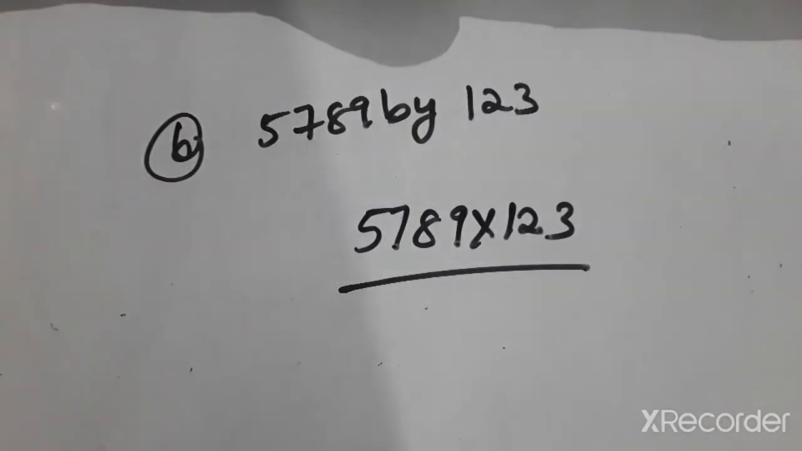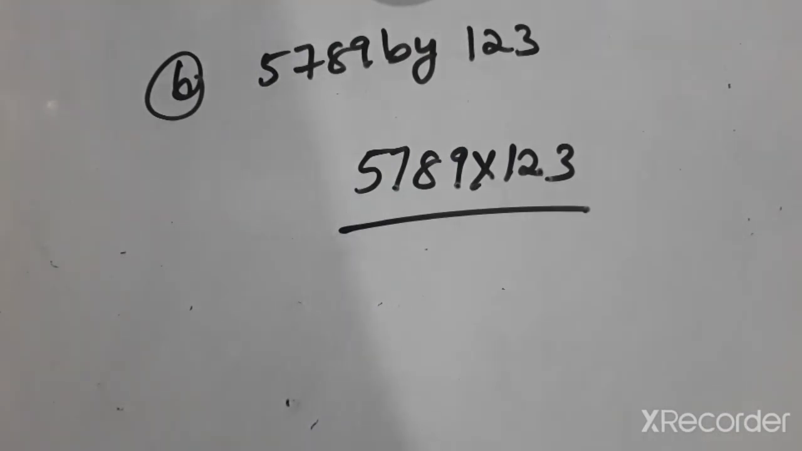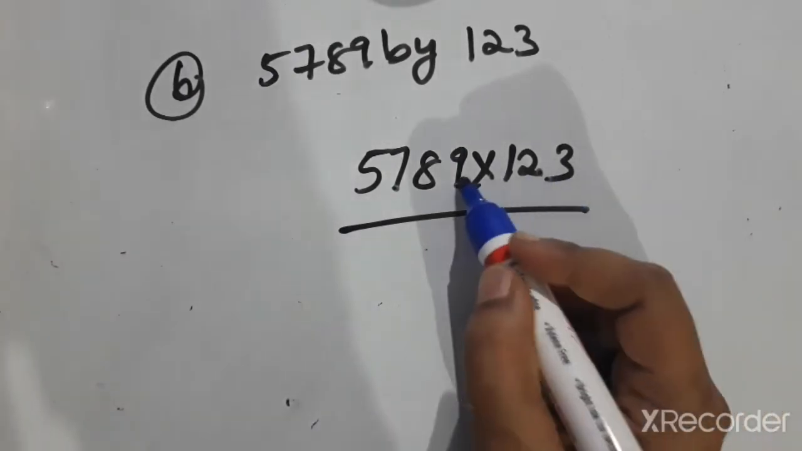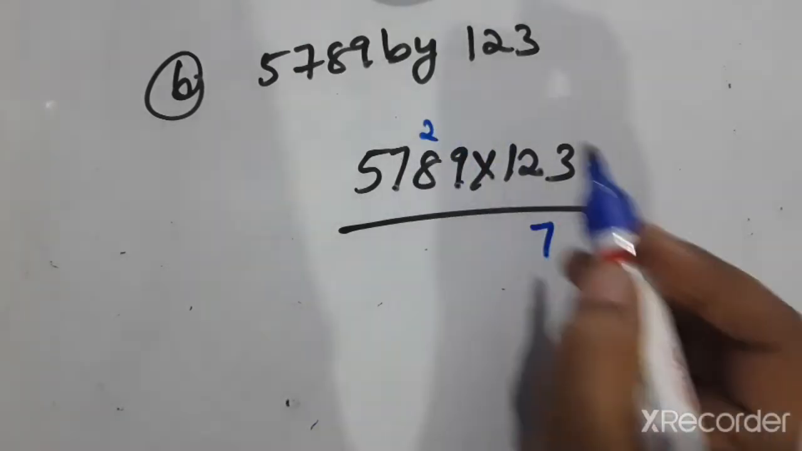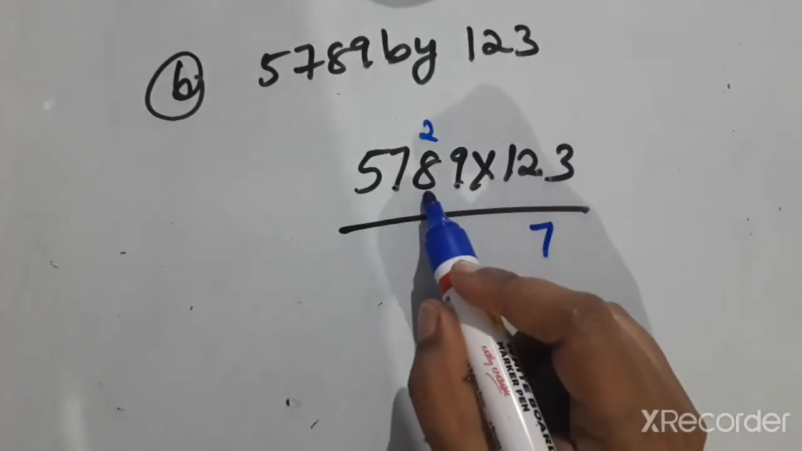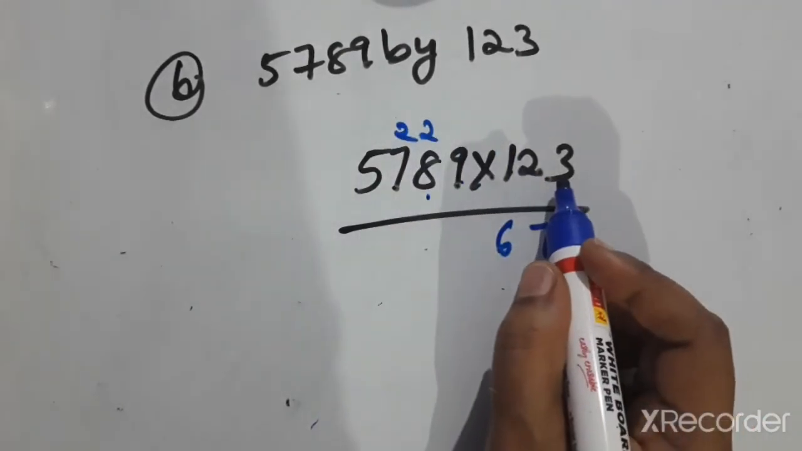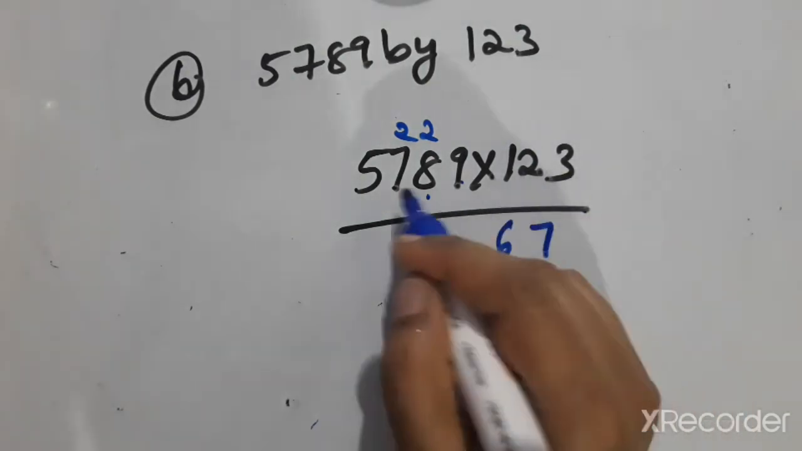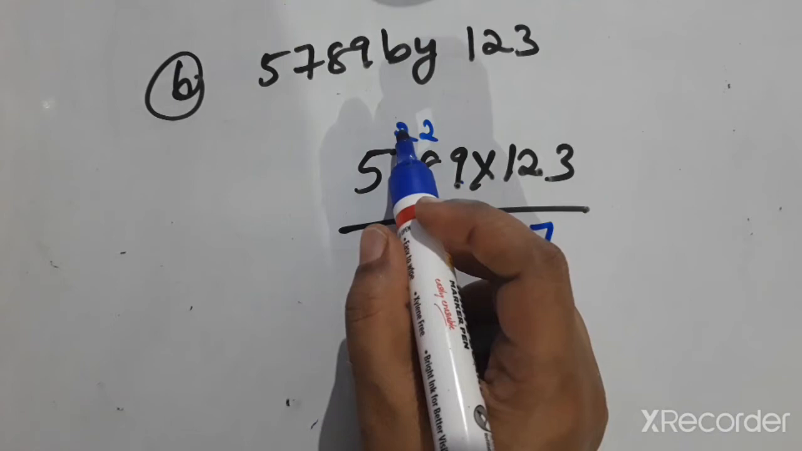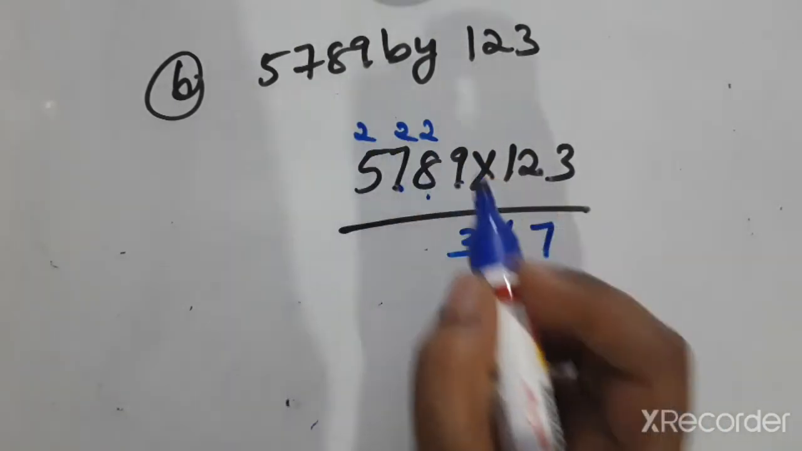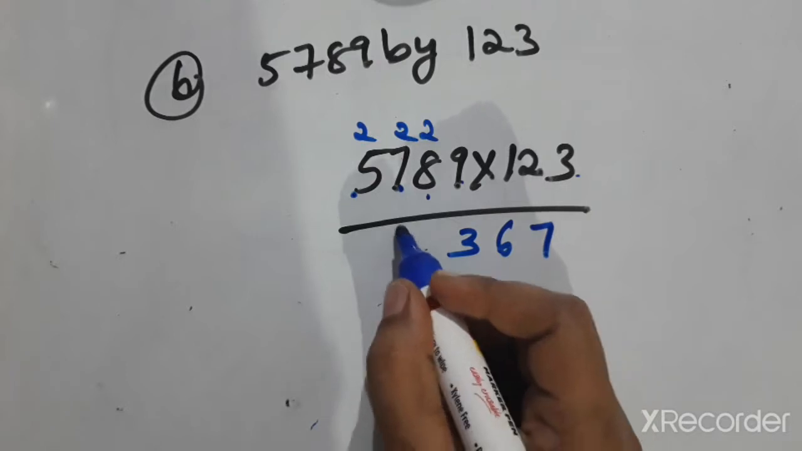Now sixth question, 5,789 by 123 we have to multiply. Okay, 5,789 by 1, you have to multiply. 3 9s are 27, 2 to carry. 3 8s are 24, 24 plus 2 is 26, 6, 2 to carry out to the next place. 3 7s are 21, 21 plus 2 is 23, so 3 here to carry out to the next place. 3 5s are 15, 15 plus 2 is 17.